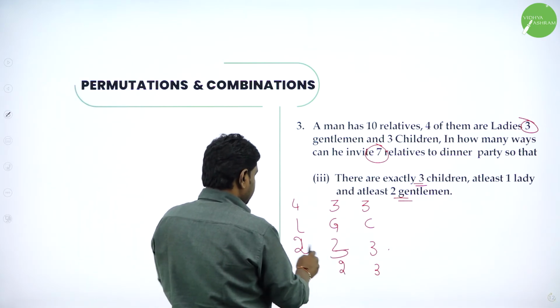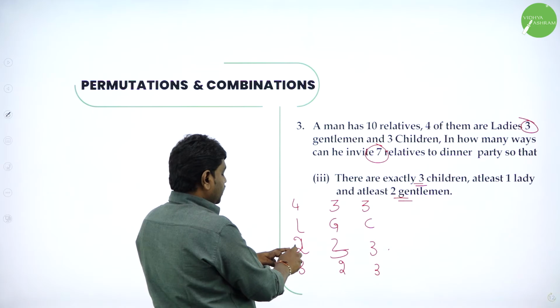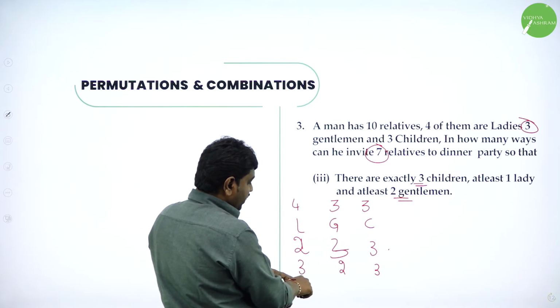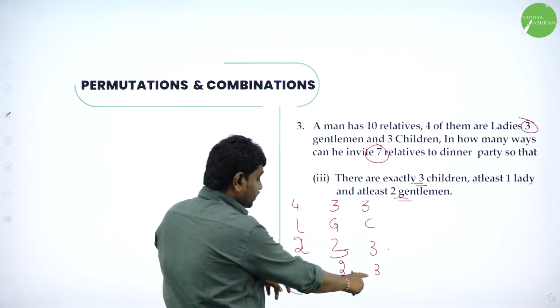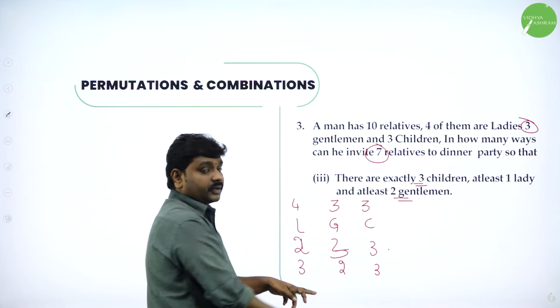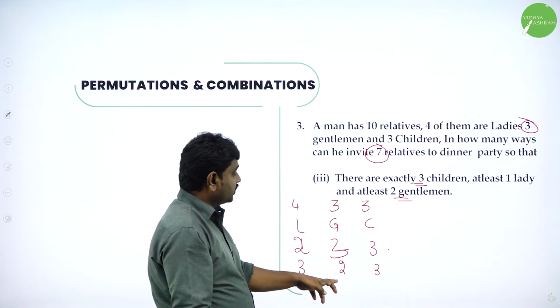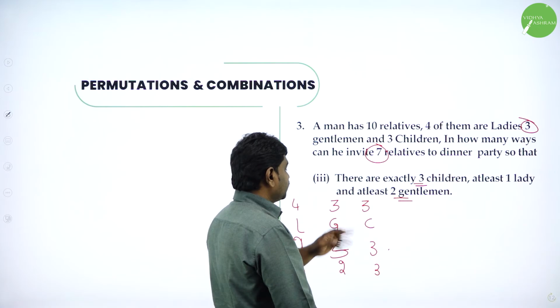2 or more, I will take 3. This is 2. At least 1 or more. Suppose if I take exactly 1 lady and 3 children, then remaining I should take 1 plus 3, 4. Again I should take all 3 gentlemen. But they told at least 2 gentlemen.